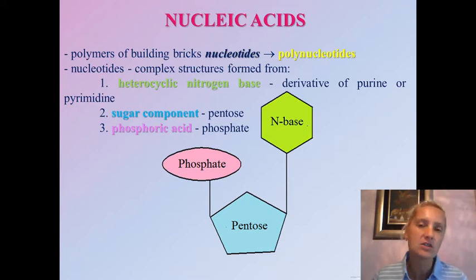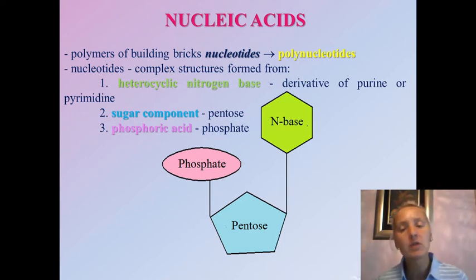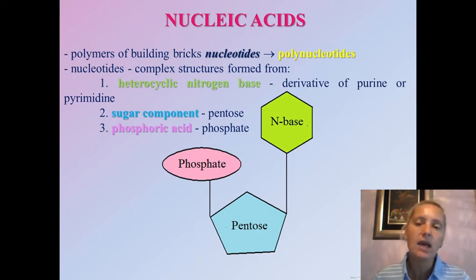That is analogous to the story on proteins. We had amino acids as building bricks, forming polypeptides as polymers, and here we have nucleotides as building bricks, forming polynucleotides as polymers. Nucleotides are rather complex structures, and they contain three groups. The first group is a heterocyclic nitrogen base, which can be a derivative of a purine or pyrimidine ring. We will see it in the upcoming figures.